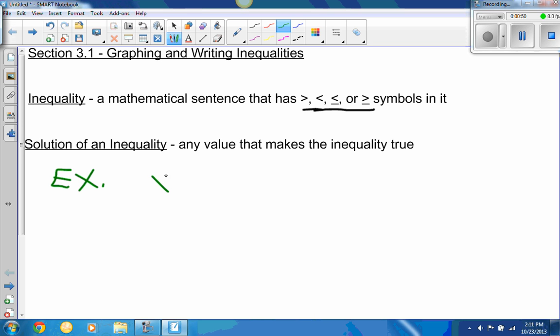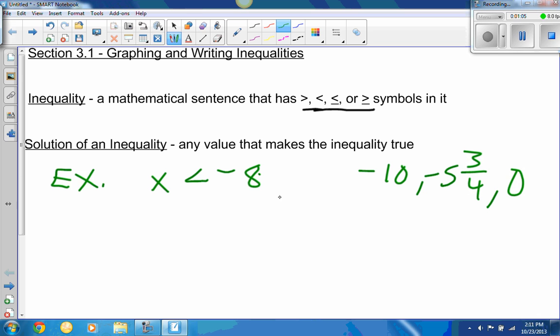So for example, if I have x is less than -8, and my question is, which one of these three numbers are a solution to that, I would plug them in and see. Is -10 less than -8? Yes, so -10 is an answer. Is -5 3/4 less than -8? No. Is 0 less than -8? No. So the only one out of those three that is an answer to this is -10.